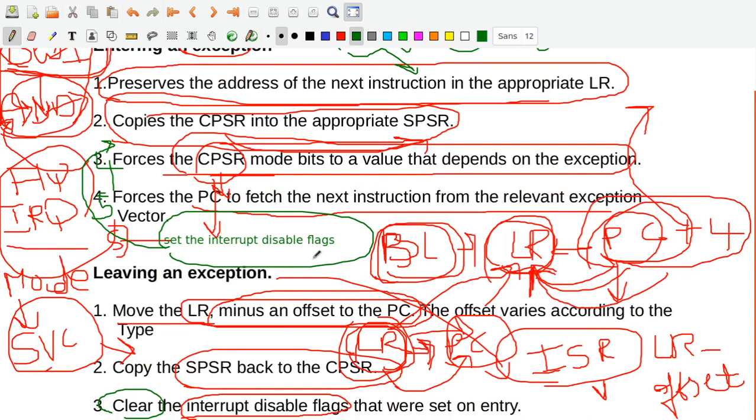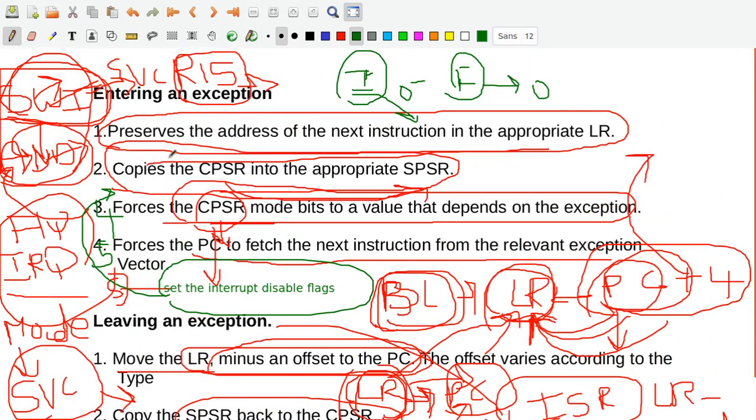Whatever the high priority exceptions, they just disable the others; you are not allowed, because I have high priority. For example, reset exception. So these are the steps which are followed while entering an exception. These are the steps which are followed while leaving an exception.